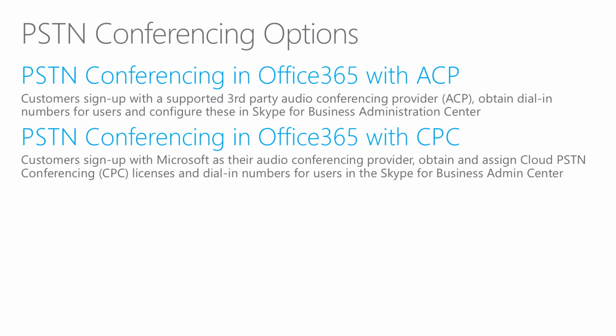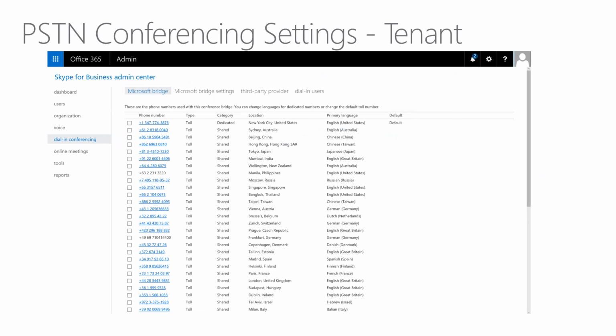Once again, administration is conducted through the Skype for Business Administration Center. With the Microsoft Cloud PSTN Conferencing service, there are a series of default numbers. These default numbers are toll numbers and are available across multiple countries and multiple cities. On the screen right now, you see an example of a screenshot from the Skype for Business Administration Center showing the default Microsoft bridge numbers.